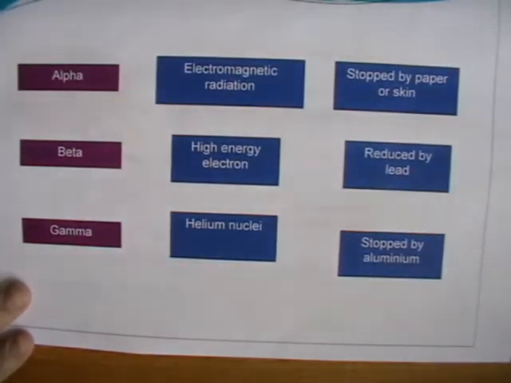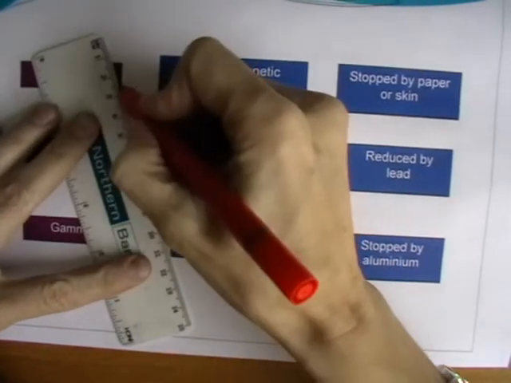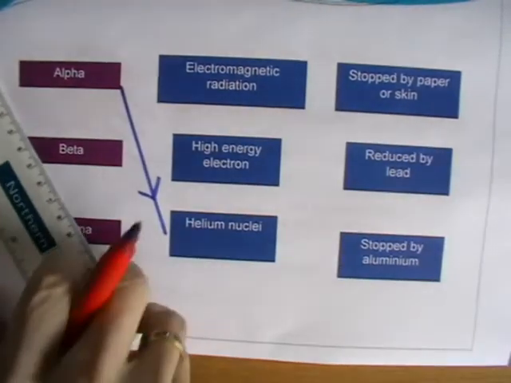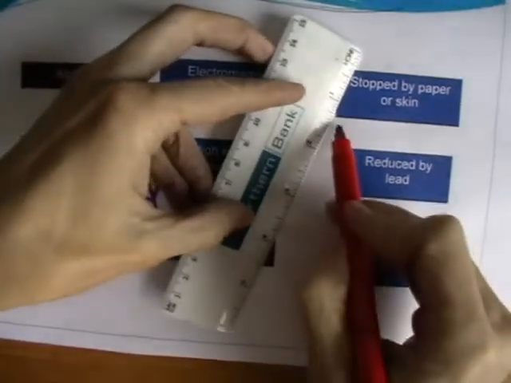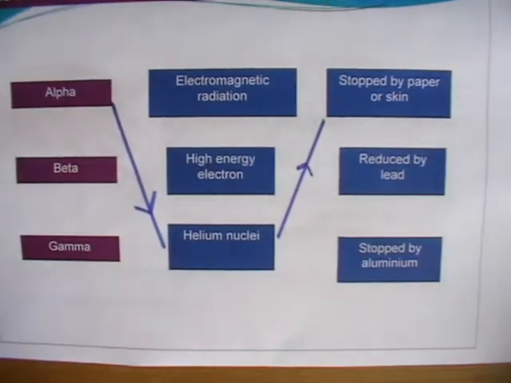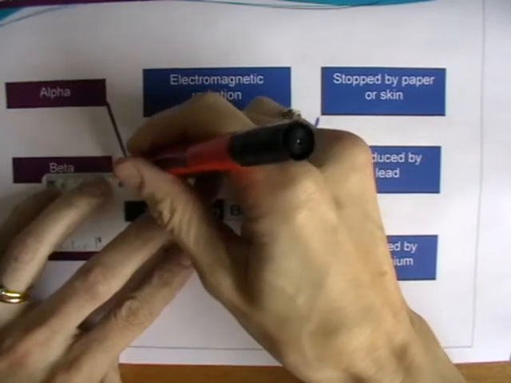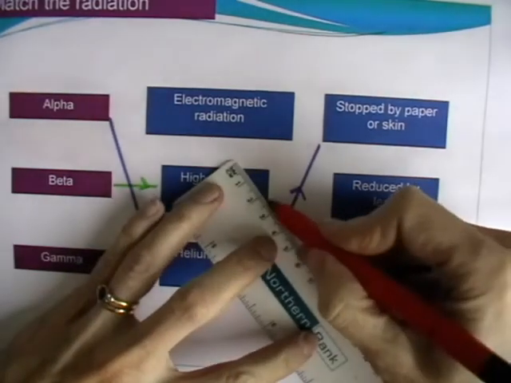So now we have a wee question about matching the types of radiation. An alpha particle is a helium nucleus, and I'm going to draw an arrow down here. It is, of course, stopped by paper or skin, and therefore I'm going to put an arrow up there. So a different colour, green maybe. Beta is a high energy electron, and reduced by lead or stopped by aluminium, it's stopped by aluminium.